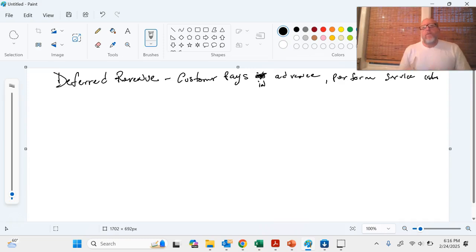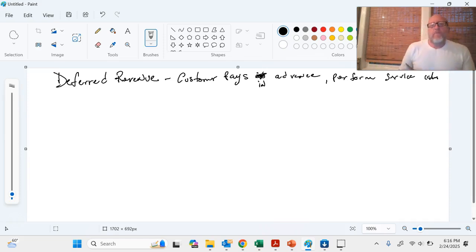Now, remember, it isn't revenue because we haven't done anything yet. And so we can't treat it as revenue. Instead, we call it unearned revenue. And that is a liability because we're now obligated. If we take this client's money, we're now obligated to either do work for the client or give the money back.